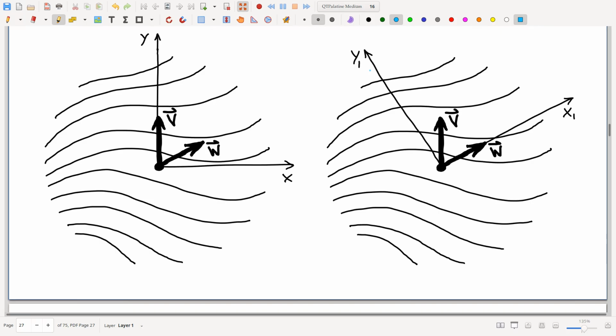This is a hill. We're looking at the same hill on the left and on the right, the exact same hill. I'm just thinking about it in two different ways. Same hill. I'm at the same point, and there are two different vectors, v and w, the same exact vectors, v and w. And the point is, you can set up your axes however you like.